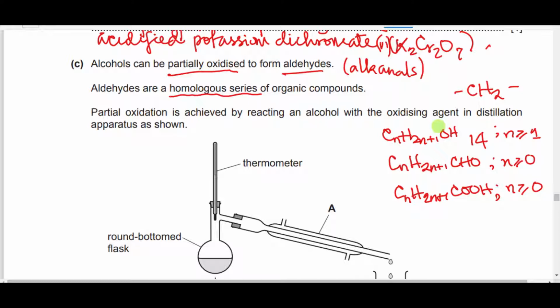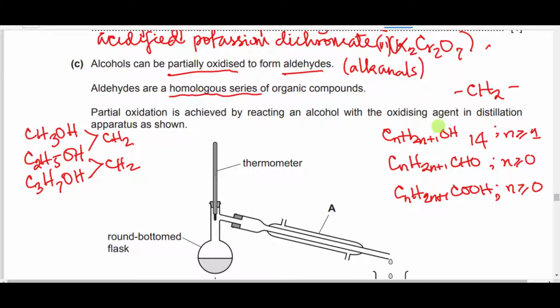Let's take an example with the alcohols. The first member, when n is 1, will be CH3OH, while the second member will be C2H5OH, that's ethanol. First member is methanol, this one is ethanol, the next one is propanol. So you can see the difference between this and this is CH2, while the difference between this and this is CH2. So that makes them a homologous series.